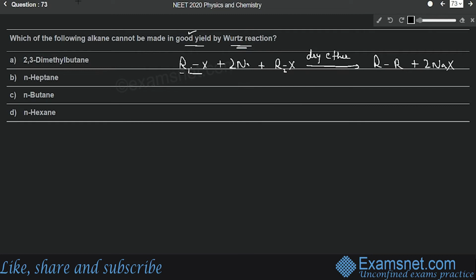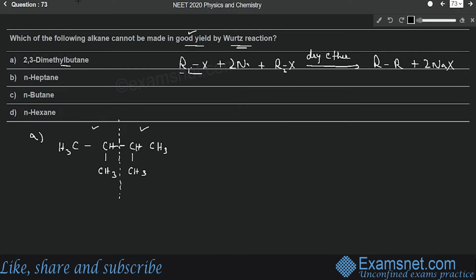So let's check which of them are symmetrical and which is not. The first one is 2,3-dimethyl butane. So let's draw the structure. 2,3-dimethyl butane means 4 carbons are there, 1, 2, 3, 4, and this is CH3, this is CH3, and 2 methyl groups are there, CH3, CH3. Here we have hydrogen, hydrogen. So if we divide it into two equal parts, it can be divided, right? Both the parts are equal and same in structure. So yes, this is a symmetrical alkane and it can be produced in good yield.